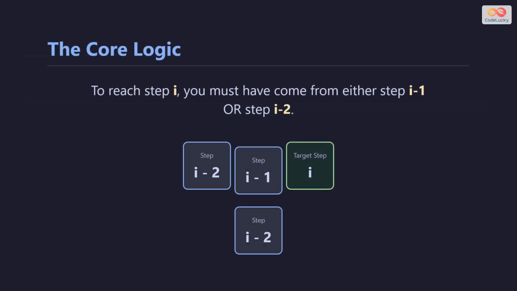To solve this efficiently, think backwards. To land on a specific step, you must have come from either step i-1 or step i-2. Since we want to minimize the total cost, we simply choose the cheaper of these 2 previous paths to reach our current position.